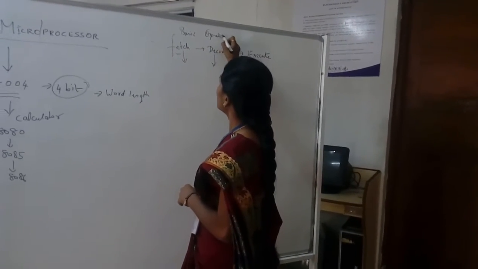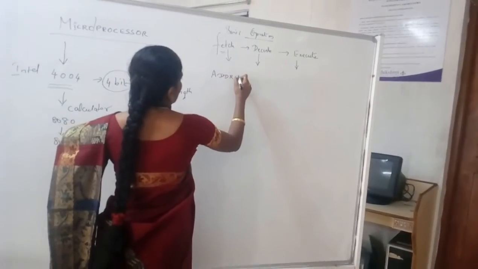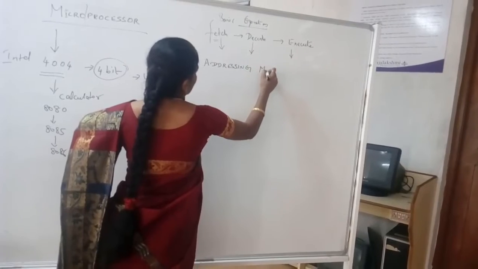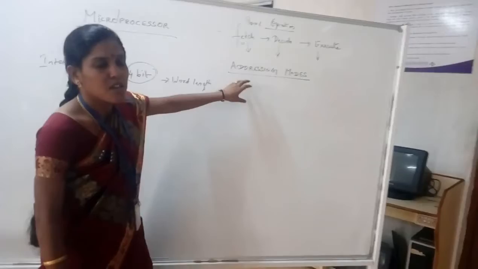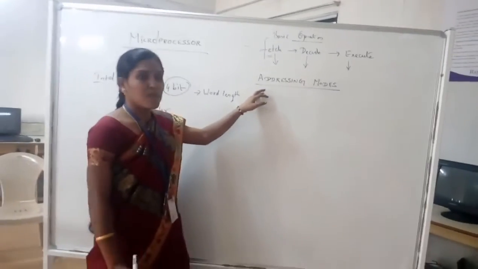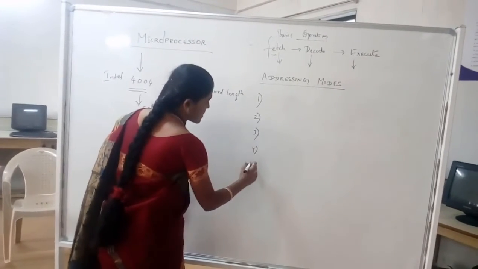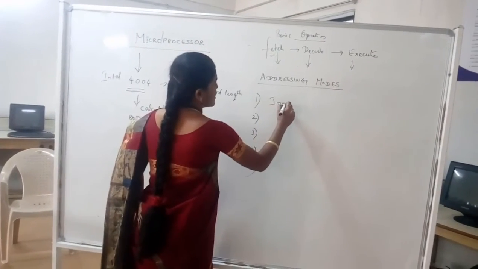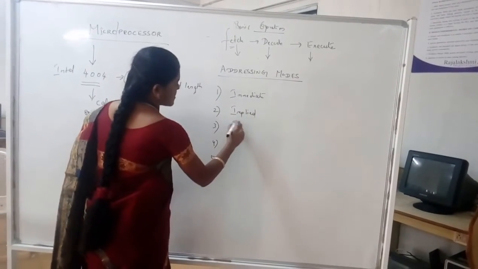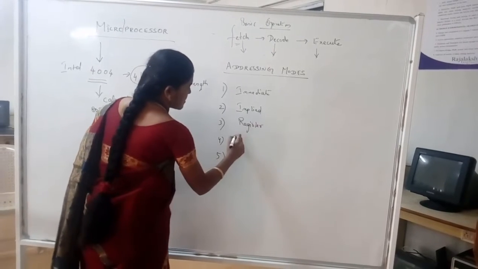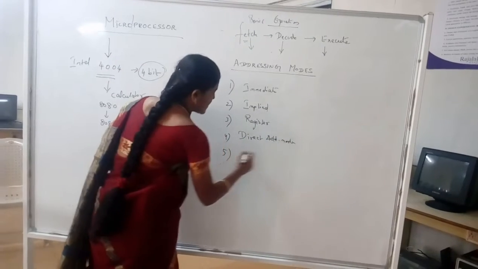Next we shall see about the addressing modes. A very important thing of any processor is its instruction set. Before going to the instruction set, we should know how the data is given to that instruction. Data can be given in any form. The major addressing modes are immediate addressing mode, implied addressing mode, register addressing mode, direct addressing mode, and register indirect addressing mode.